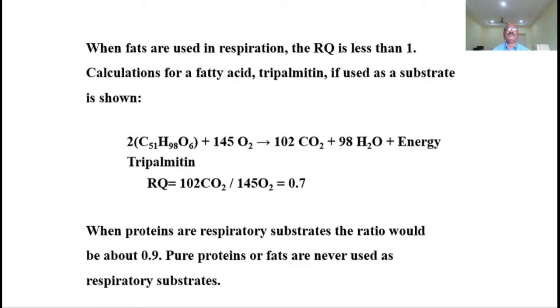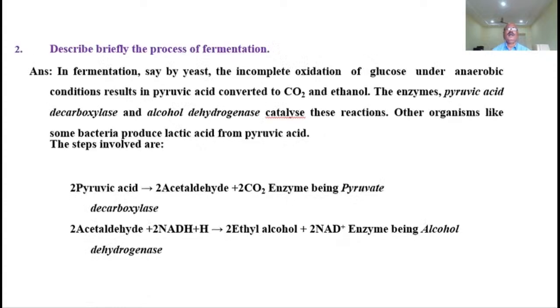Next, one more 4 marks question in respiration lesson. Describe briefly the process of fermentation. In fermentation, say, by yeast, the incomplete oxidation of glucose under anaerobic conditions result in pyruvic acid converted to CO2 and ethanol. The enzyme pyruvic acid decarboxylase and alcohol dehydrogenase catalyze these reactions.